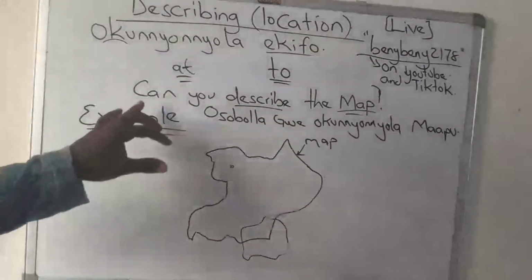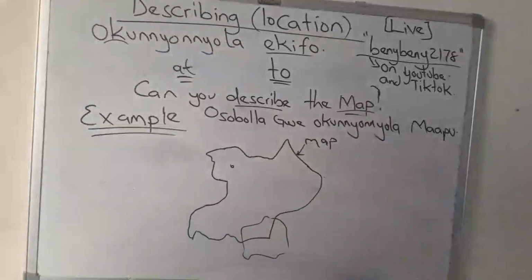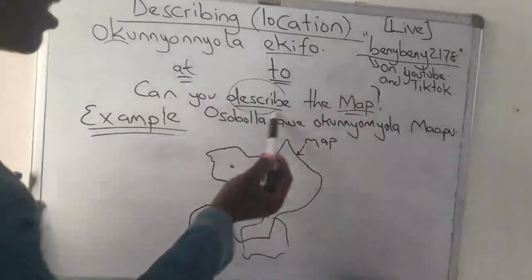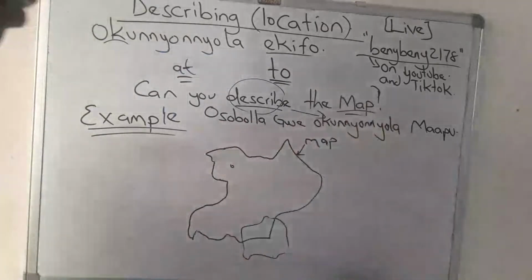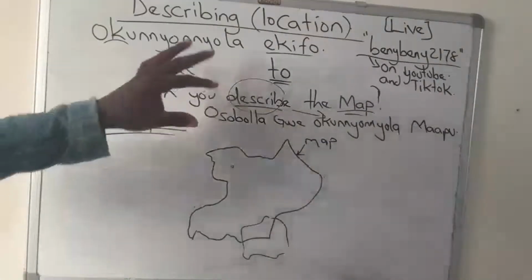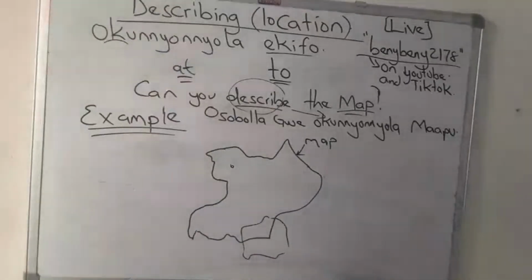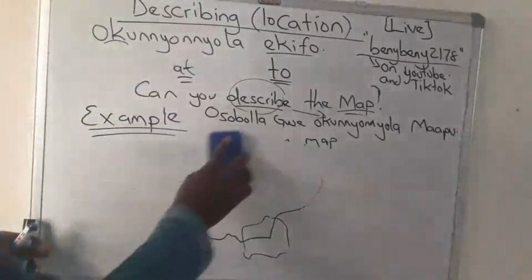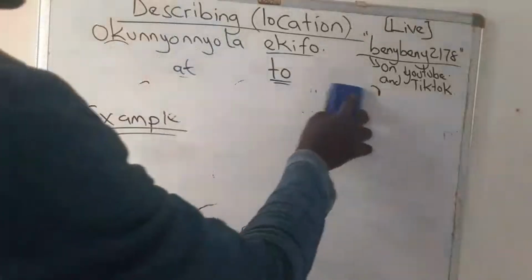So if someone tells you, can you describe the map? In other words, describing means explaining something. If you go into an interview and they ask you, can you describe yourself? Are we together? Okay, so now we're going to look at describing location. Location is the place where you are. I think I have tried to explain what describing means.